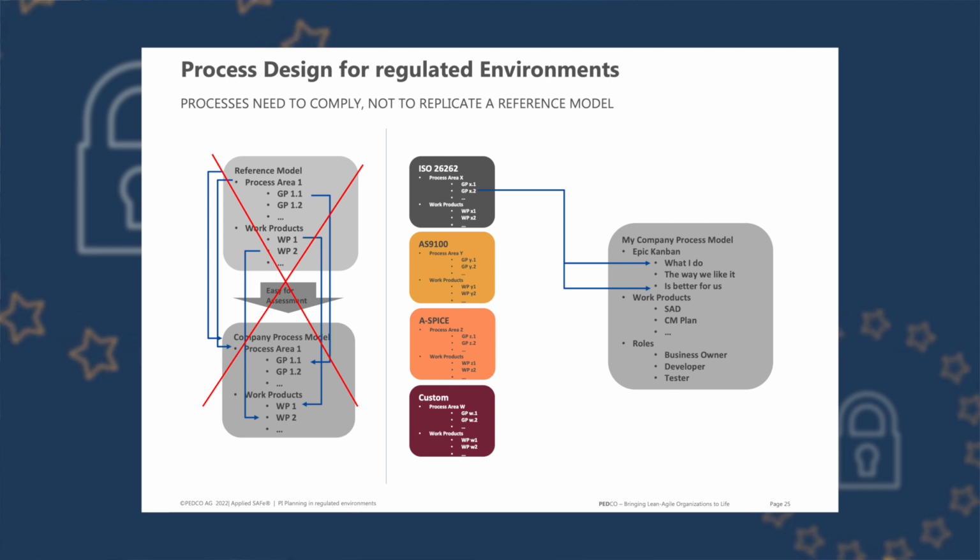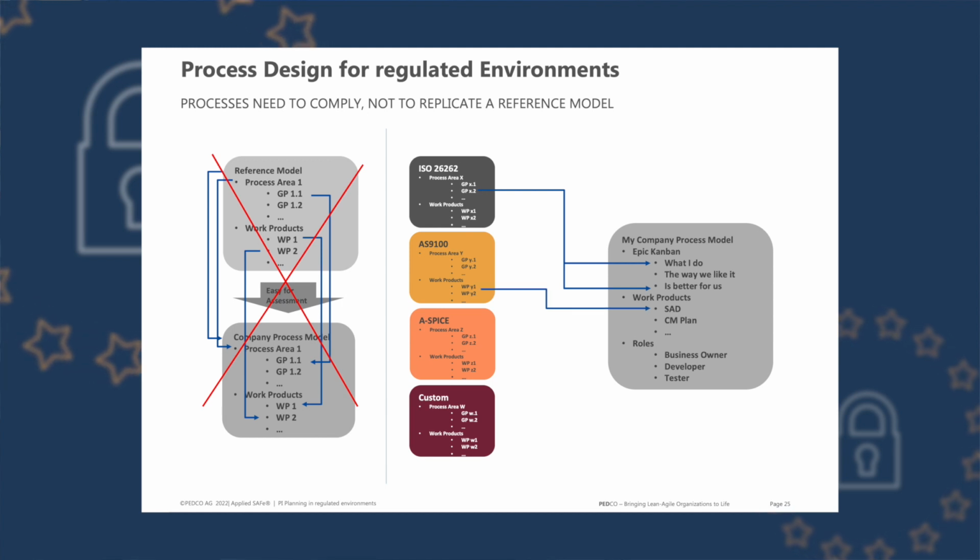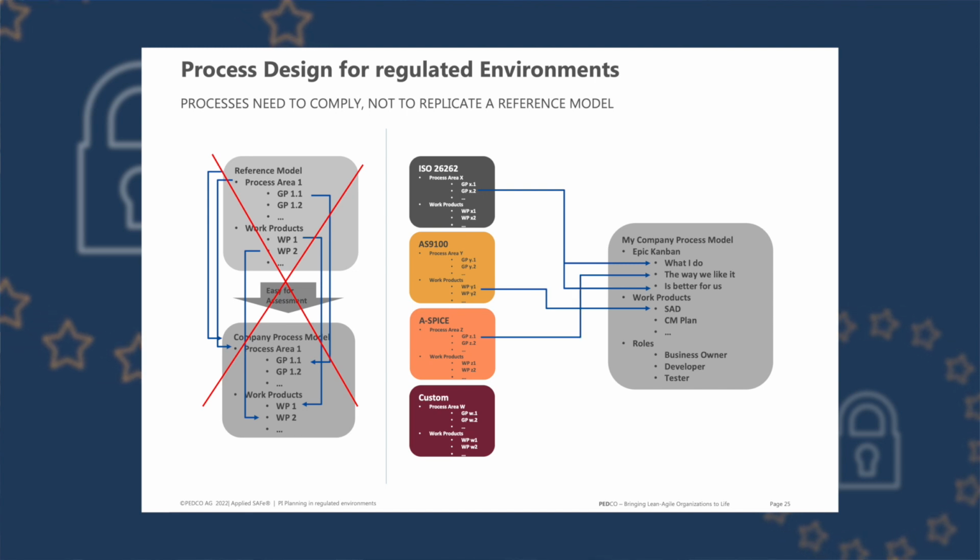And this base practice of AS 9100 maps to the work product of software development. Some other work products from ASPICE are reflected in the software architecture document or the configuration management. And we can go on and on and on with that until we think it's good enough.